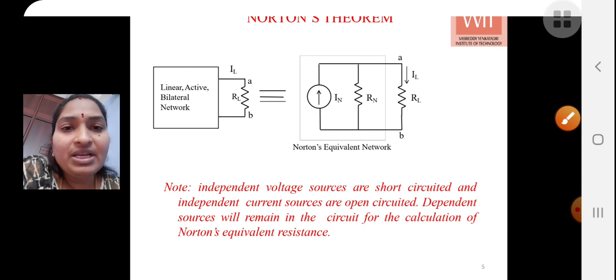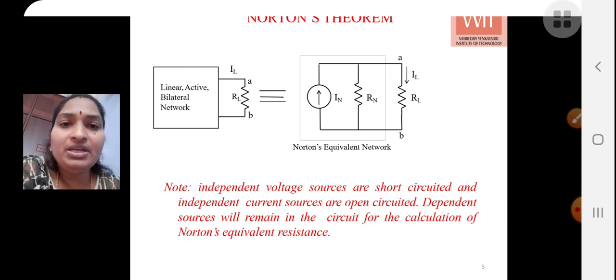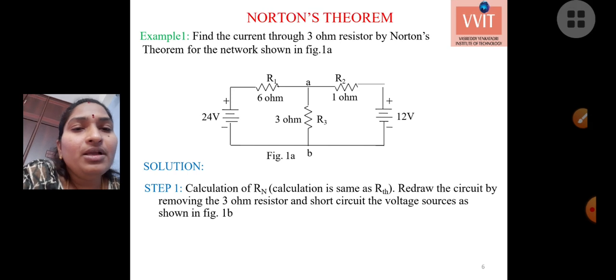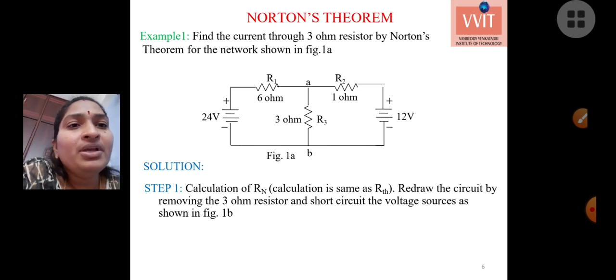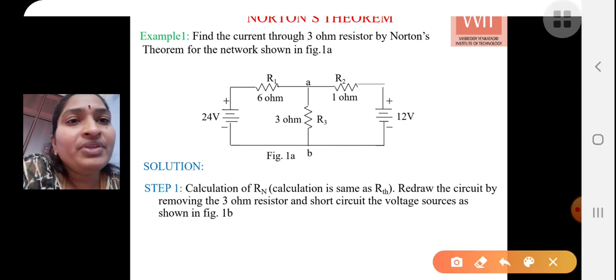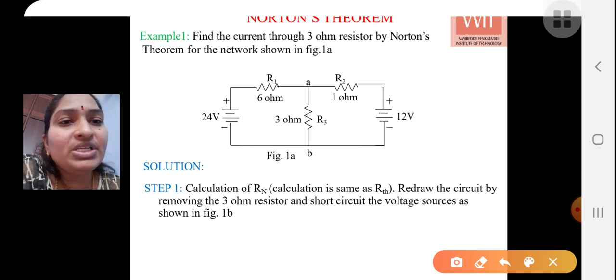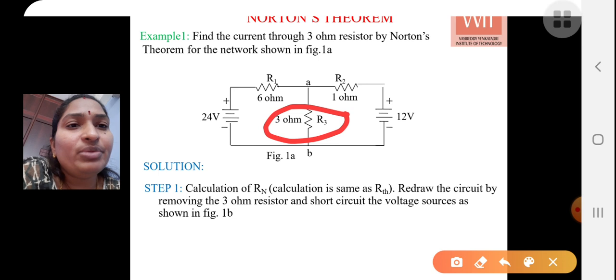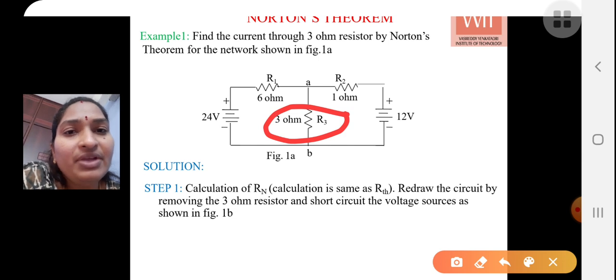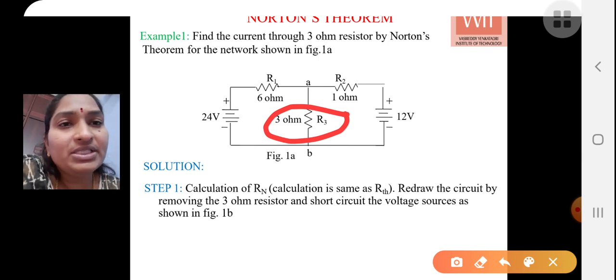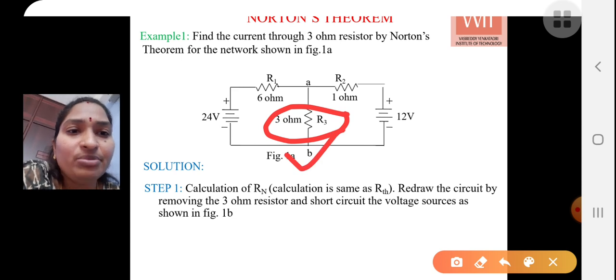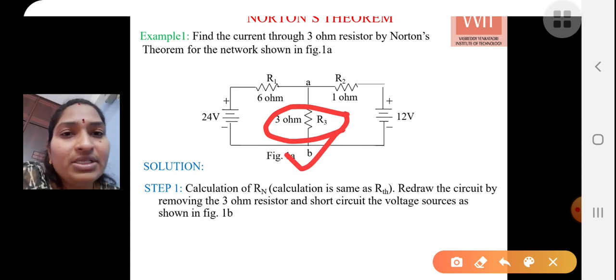So, in this way, we can apply Norton's theorem to any given network. So, let us see one numerical problem here. This is a given network. In this network, we have to find the current flowing through the 3 ohms resistive branch. Here, this is the 3 ohms resistive branch. Now, we have to apply Norton's theorem, and then draw the Norton's equivalent circuit. Thereafter, we can find the current flowing through this load resistive branch. Now, we are treating this as the load resistive branch. So, for that, let us follow the stepwise procedure.